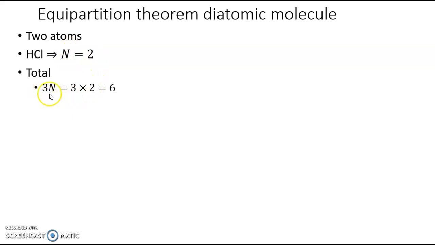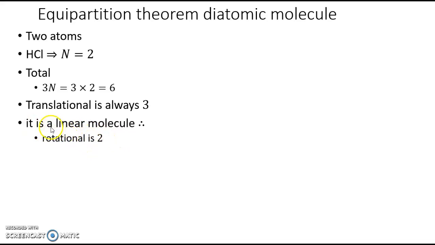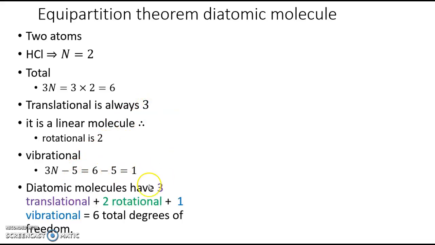For a diatomic molecule, an example is HCl, the total number of atoms in the molecule is 2. So the total degrees of freedom will be 3n, which is 3 times 2, and that gives us 6. The translation is always 3. Every molecule has 3 degrees of translation. Rotation is 2 because it is a linear molecule. All diatomic molecules are linear. And for vibrational, the remaining will be 3n minus 3 plus 2, that's 5. So we have 6 minus 5, that is 1. So diatomic molecules have 3 translational degrees of freedom, 2 rotational, and 1 vibrational. 3 plus 2 plus 1, that's 6, which is 3n.